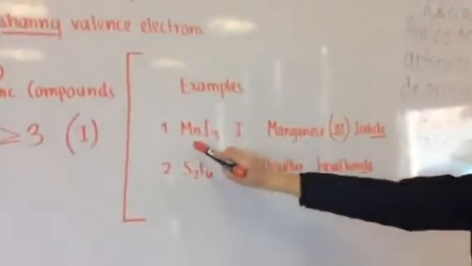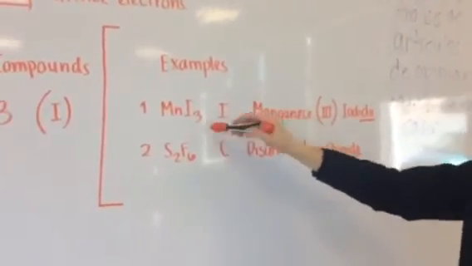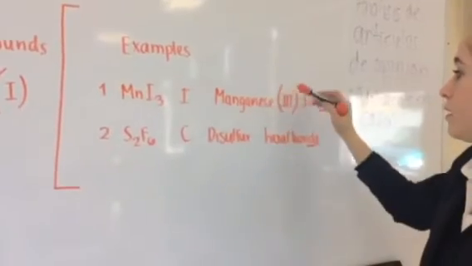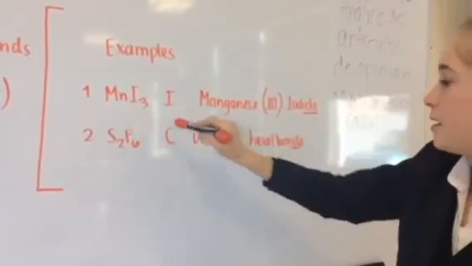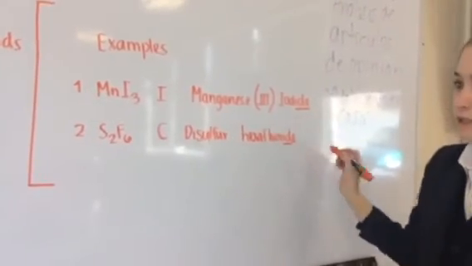Then you will name it Mn, which is manganese. As you already know how to cross them, the 3 will be in Roman numerals, and then the I will be iodide. As you already know, it will always end in IDE.